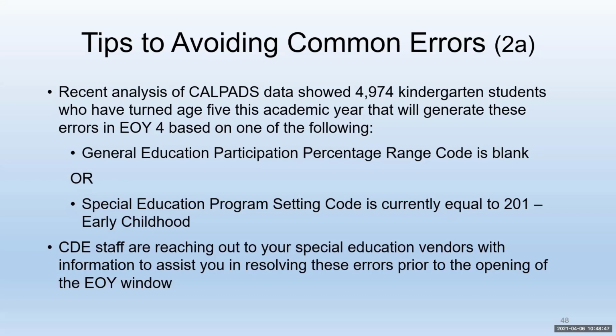That's because their general education participation range code is blank, or you've got a special education program setting code of early childhood. So we have communicated to your vendors. We've given them the information, even the specific SSIDs that are being affected. So your vendors should be communicating with you, telling you that you need to update the transactions for these students by creating amendments that will modify these settings so that you don't generate CERT 167 and 168. So we're giving you the heads up. Make sure that you look for these things in your system prior to May 10th, and then you won't have to deal with these certification errors.